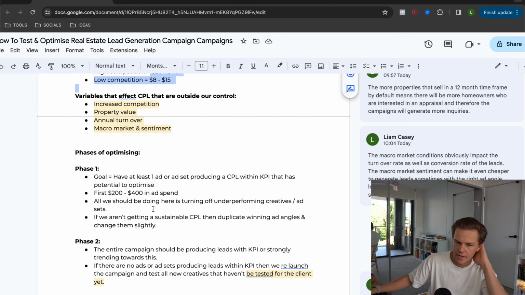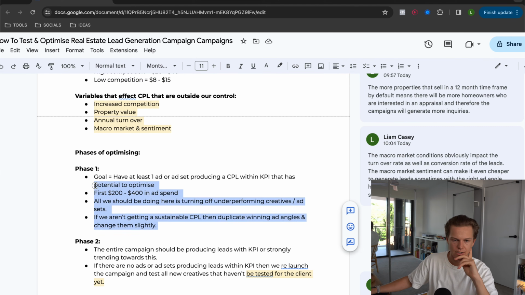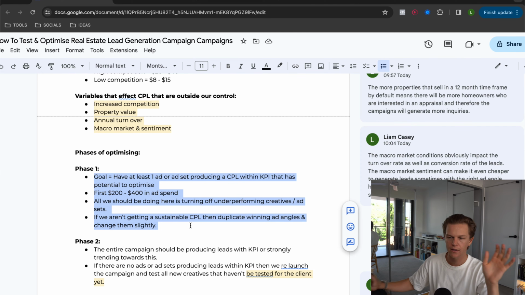All we should be doing here is turning off underperforming creatives and ad sets. If we aren't getting a sustainable cost per lead, then duplicate winning ad angles and change them slightly. So within your first $200 to $400 of ad spend, all you really need to be doing is turning off what's not working and then letting it optimize and seeing how it does from there.